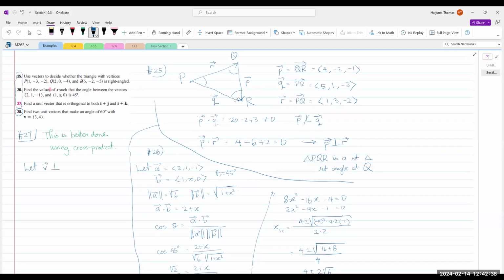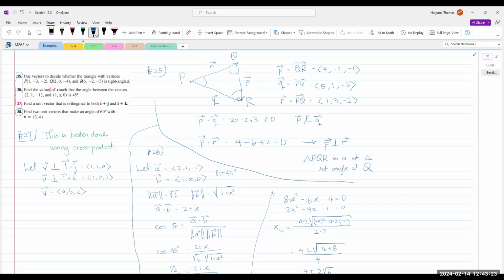Let v be a vector normal to i plus j. Now i plus j is (1,1,0). Now this v is also normal to i plus k. Now the idea is I will find a vector like that first, and then I make it a unit vector. Once I find v, I will scale it to make it unit. Let's call that v equals (a,b,c).